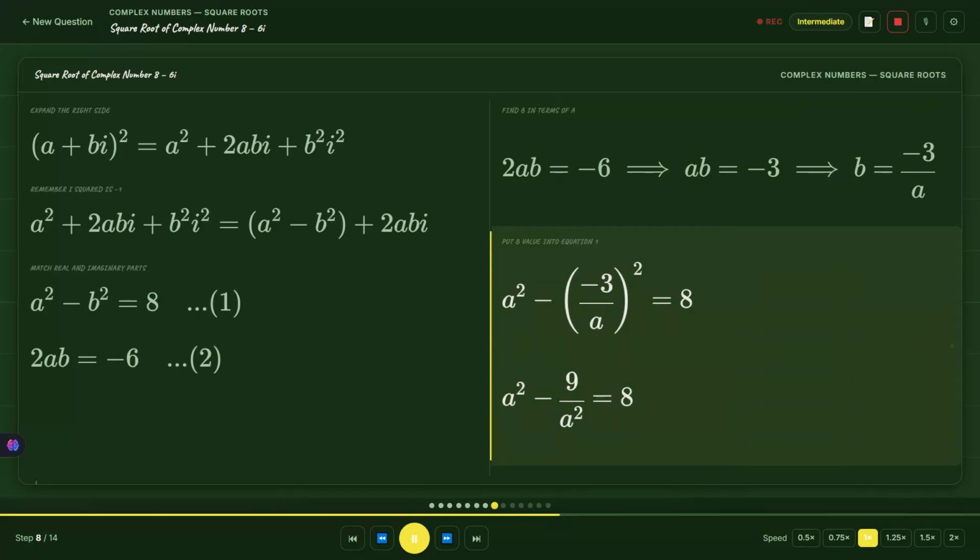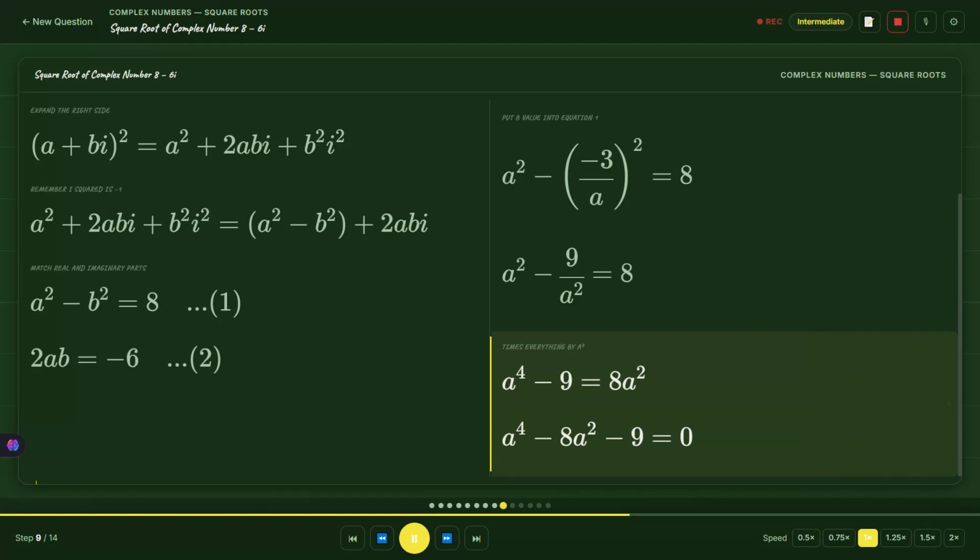Now let's put in our value of b into equation 1. Minus 3 over a, all squared, gives us 9 over a squared. So we get a squared minus 9 over a squared equals 8. That fraction looks tricky. Let's times everything by a squared to get rid of it. We move everything to one side, and we get a to the power 4, minus 8a squared, minus 9 equals 0.